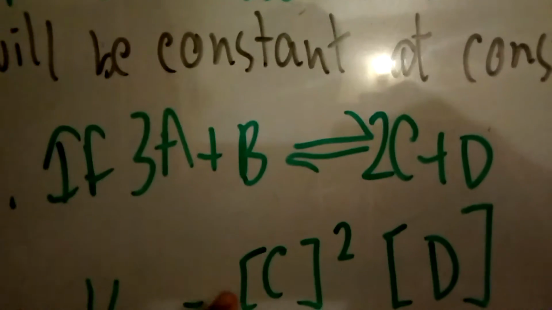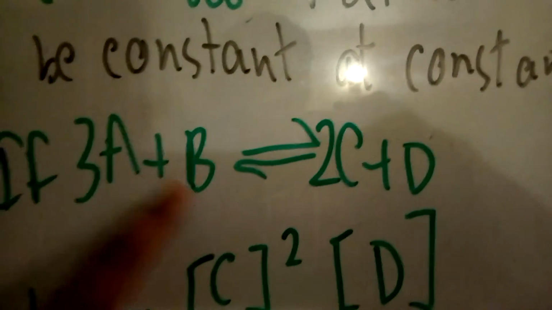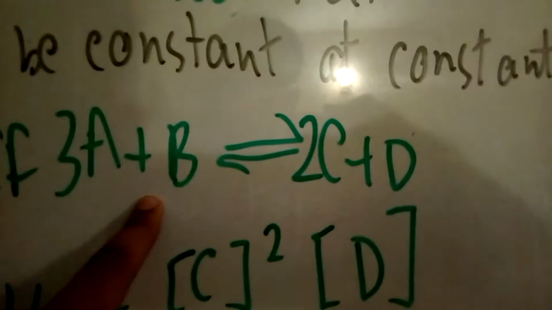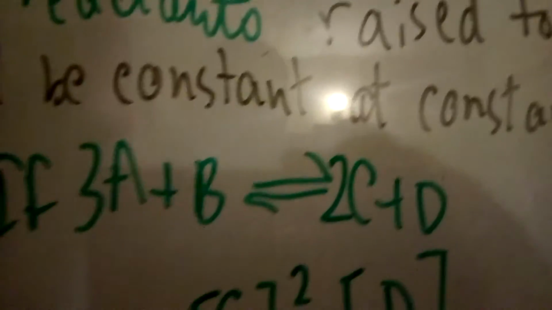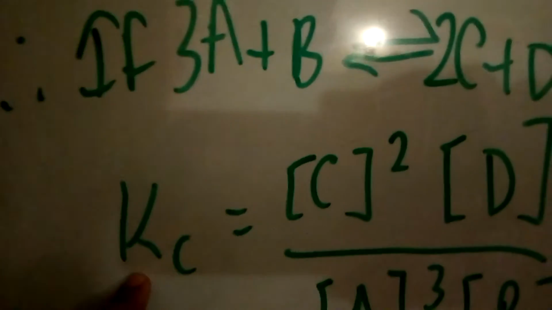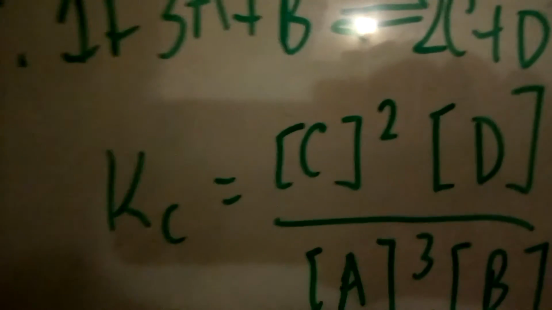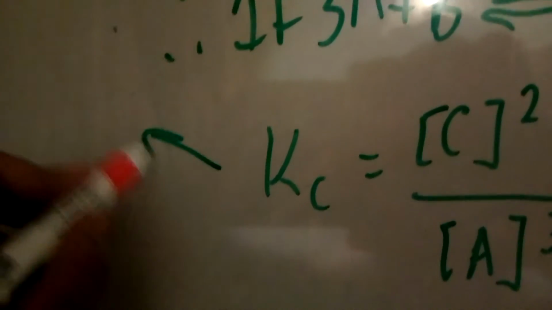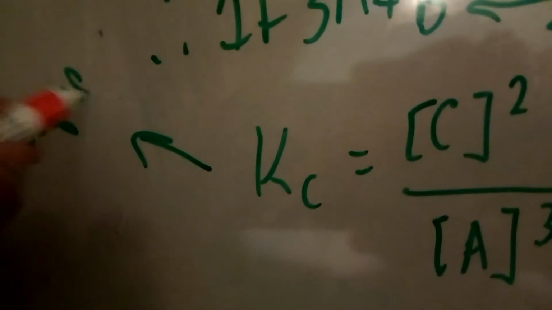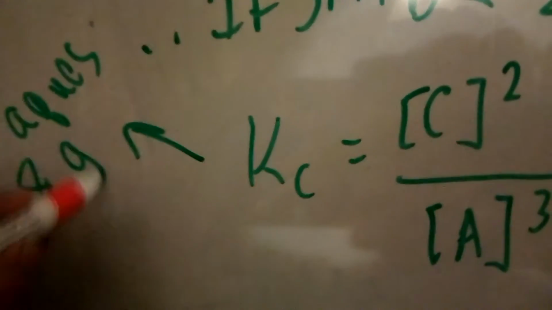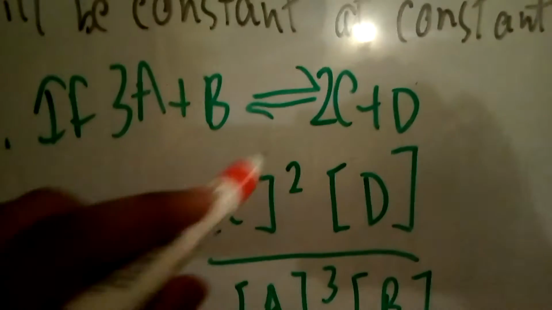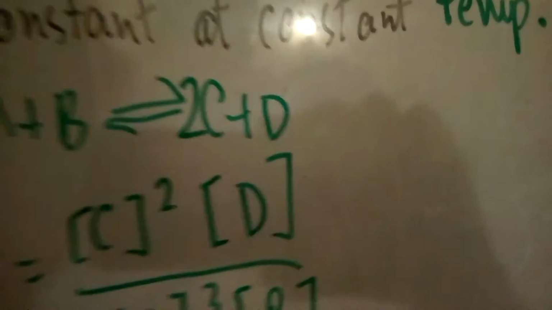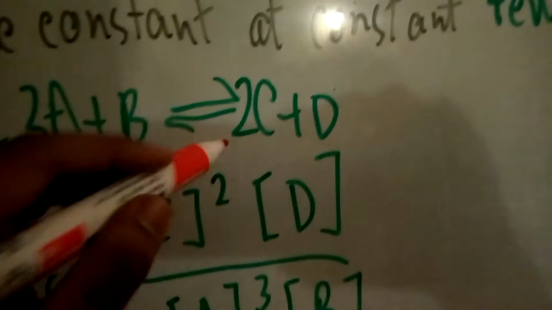Let's assume there's this reaction: 3A plus B, 3 moles of A reacts with 1 mole of B to give 2 moles of C and 1 mole of D. If we were to put this reaction using a constant, we would use Kc in this case. Kc is usually for aqueous solutions and gases.